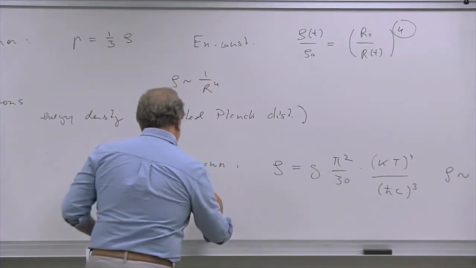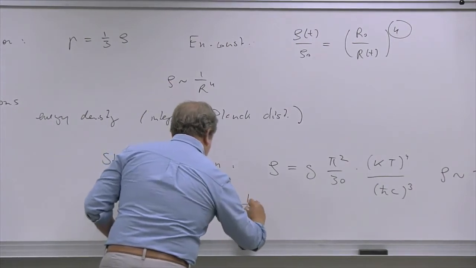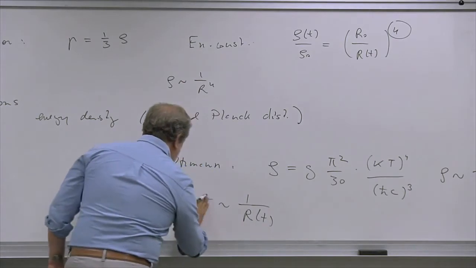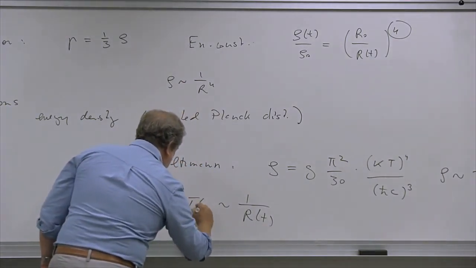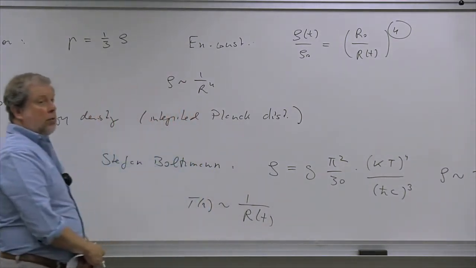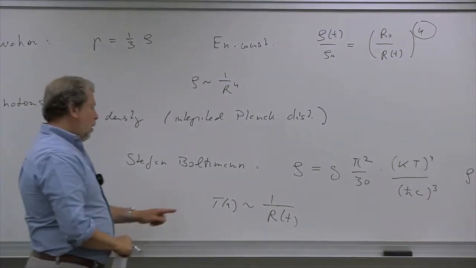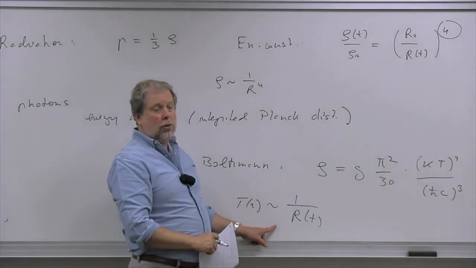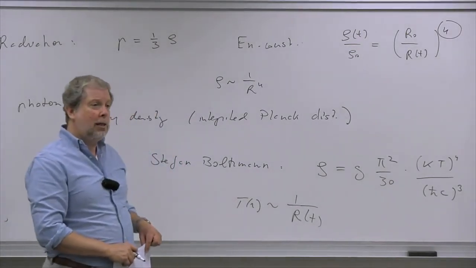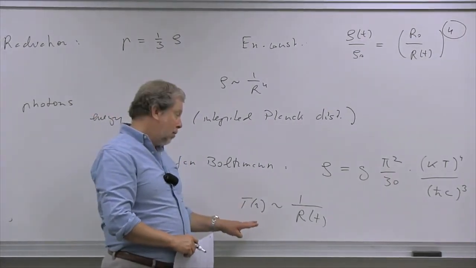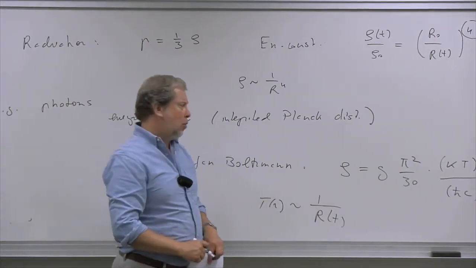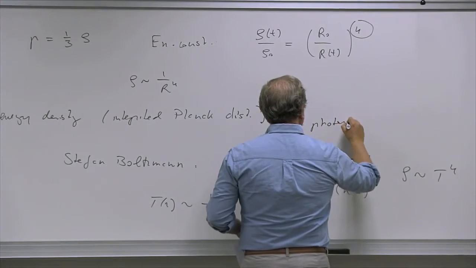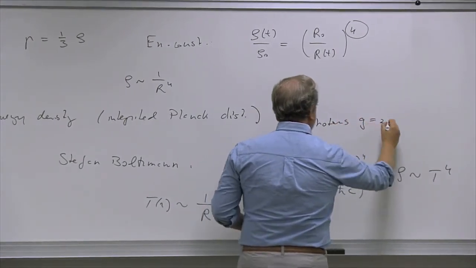So that means that the temperature will go like 1 over the scale factor R of t. Based on the Stefan-Boltzmann law, there is a linear relationship between the temperature and the inverse of the scale factor. So the universe cools off as it expands. It cools off in a way that is precisely predicted by this relationship. And what is g? Well, for photons, g is equal to 2.